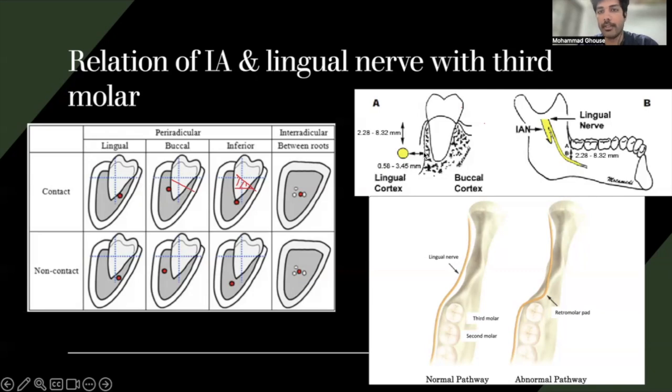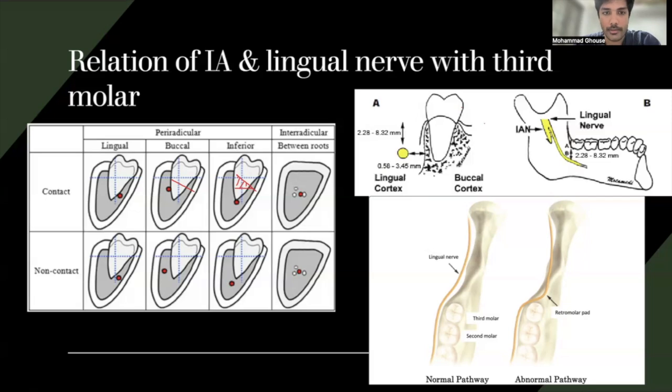And coming to the lingual nerve, if you see mediolaterally from the lingual crest, it is on an average present at a distance of 0.58 to 3.45 millimeters, and superoinferiorly from the alveolar crest opposite to that of the third molar, that is 2.28 to 8.23 millimeters. A few things I would like to mention here is that the inferior alveolar nerve is often present buccal. At the distobuccal region, it is slightly at a higher level when compared to that of mesiobuccal region because it is coming in a downward fashion.